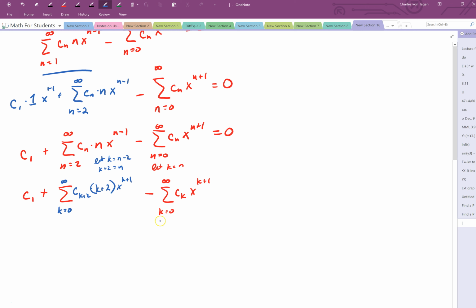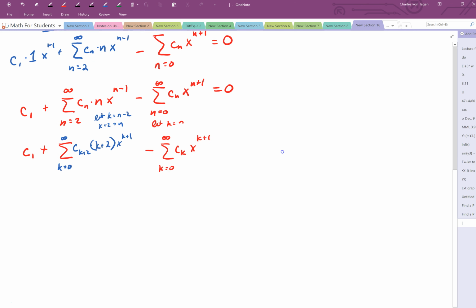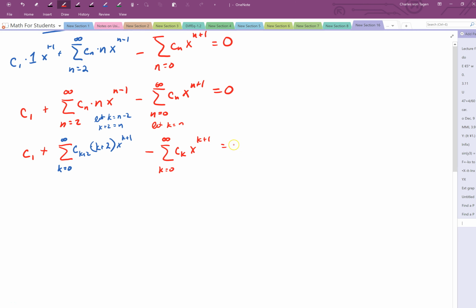Notice now these signs align, and it's very easy to see that each of these terms match in terms of the powers of x. So that's a little bit tricky, that relabeling of the series. That's definitely going to be one of the more difficult steps in these procedures.